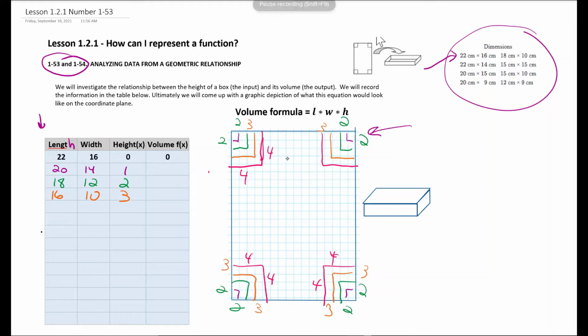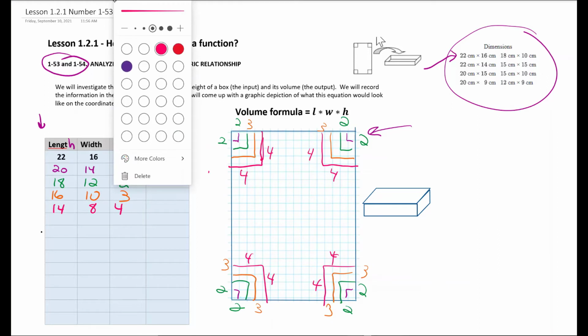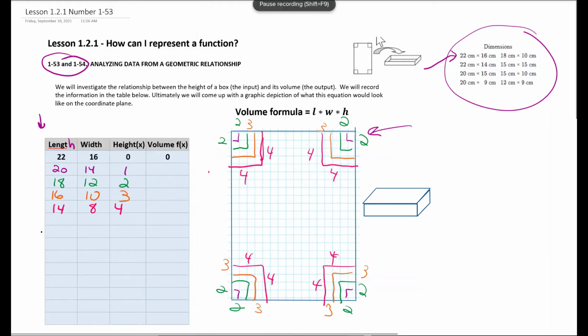So that means we're taking away 8 from the length and 8 from the height. So we're starting with our 4, that's the height of our box. Taking away 8 from 22, that's 14. Taking away 8 from 16 is 8. All right, and we're just going to continue our pattern all the way down to the bottom until we get something that doesn't seem reasonable.